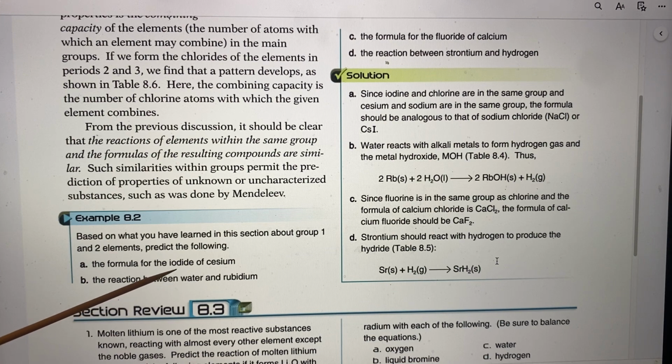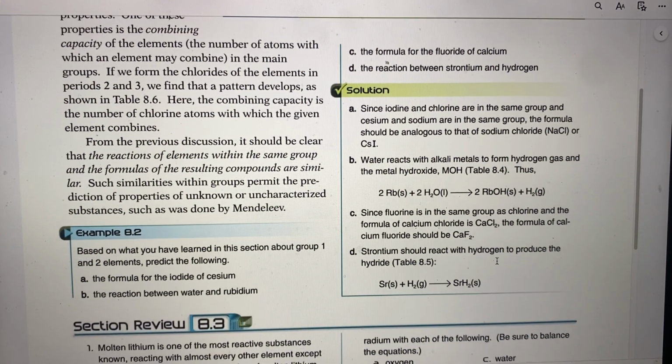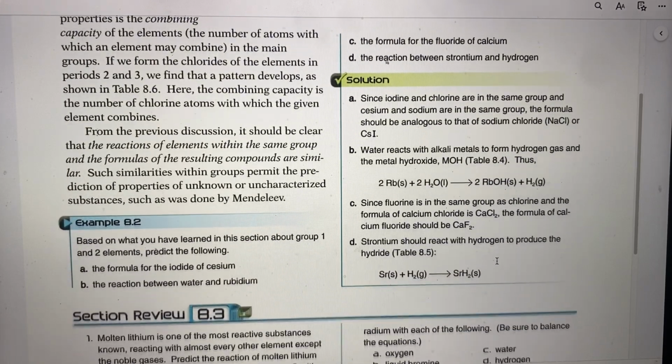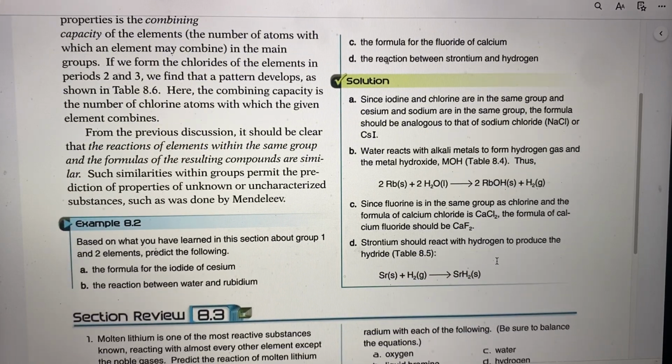analogous to sodium chloride, from the group. Onto the reaction. Okay, let's see. Based on what you learned, that's the groups. It says iodine and cesium are in the same group, and so they can react. They wanted to show you what they react.